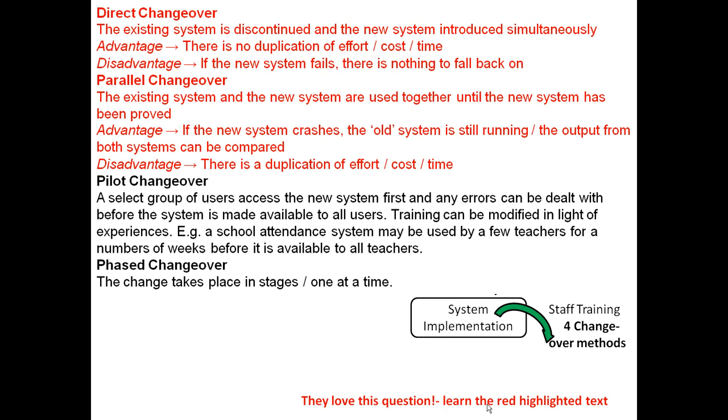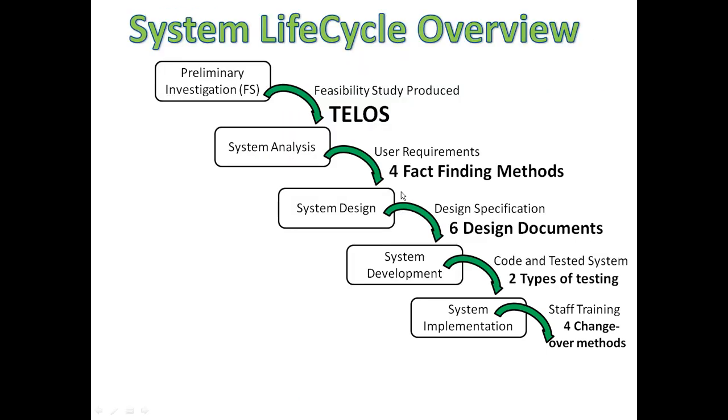Again, if I was doing this here, I would learn the highlighted bits, so be able to compare direct and parallel. They're the main ones that you really need to know, and there's a lot of advantages and disadvantages that you can write about. So this is a system life cycle. After it's been installed and stuff like that, the last thing that might occur is maintenance. The whole reason for having the system life cycle is it's well documented. At the end of each stage, there's some documentation to help with maintenance.